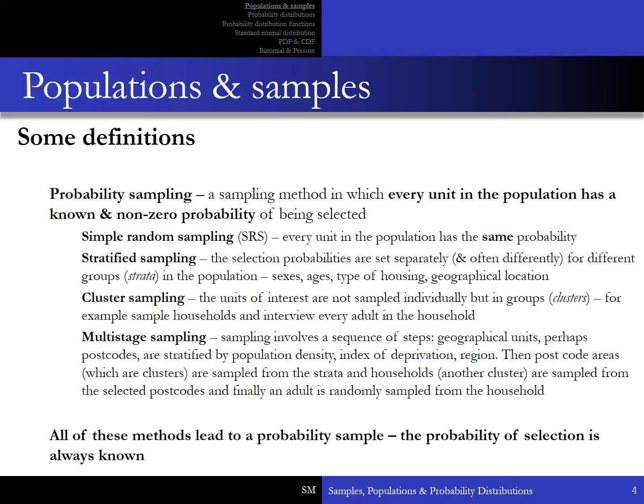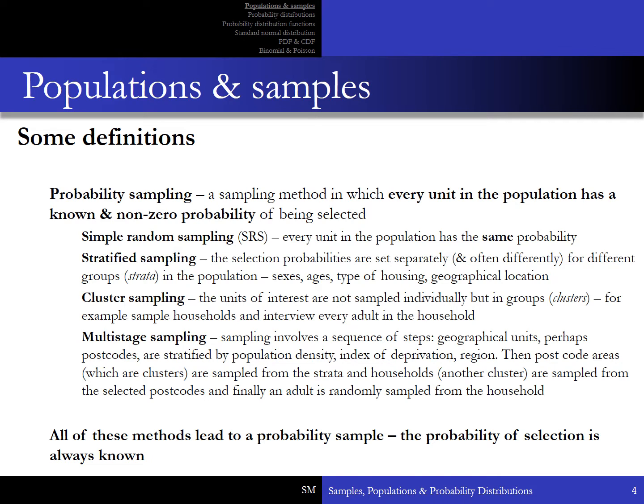Probability samples come in different flavours, and I want to mention 4 of these. First of all, simple random sampling, or SRS as it's sometimes known. In simple random sampling, every unit in the population has the same probability of being selected.